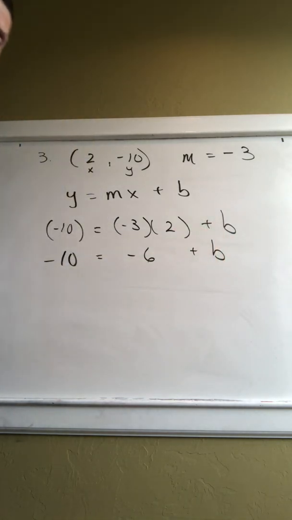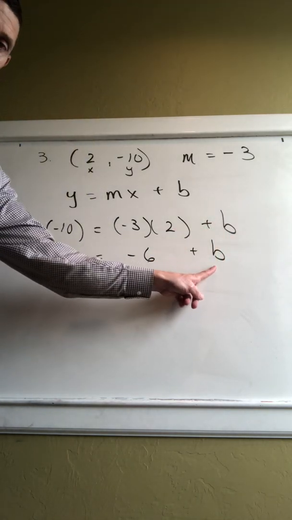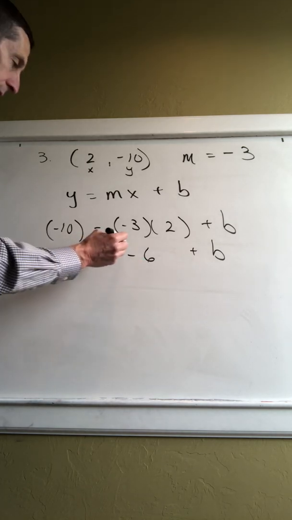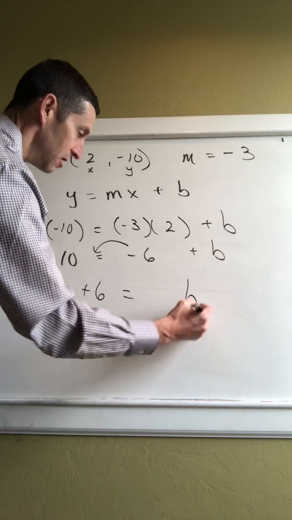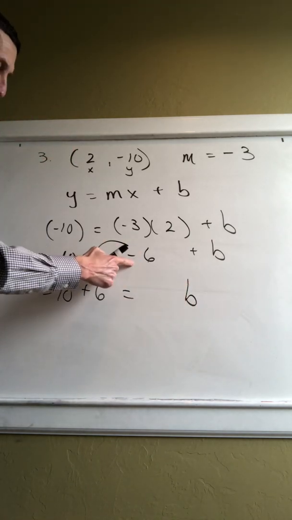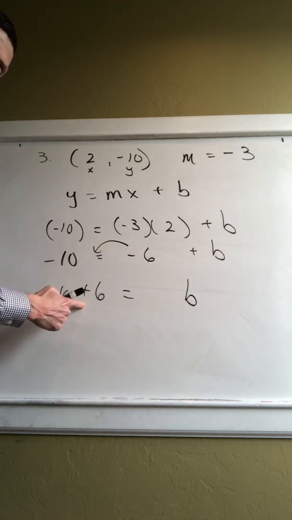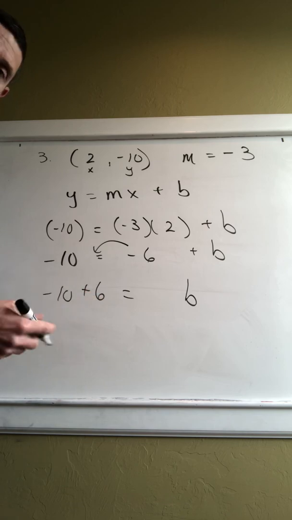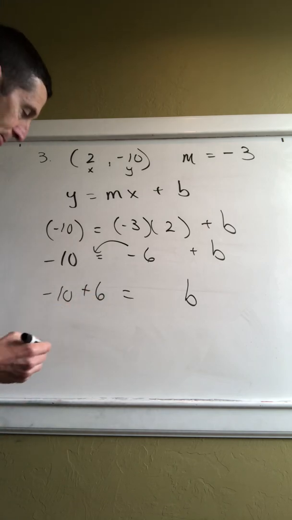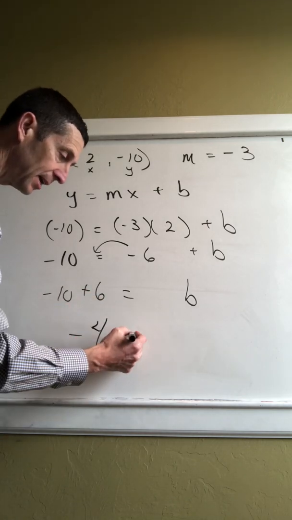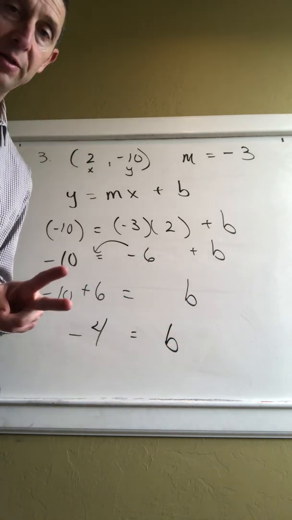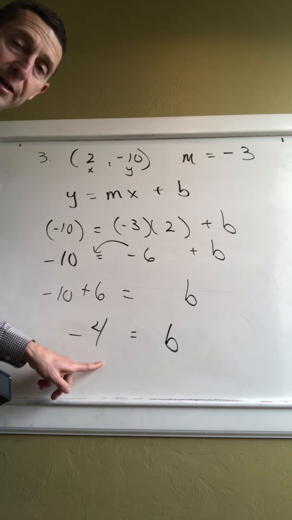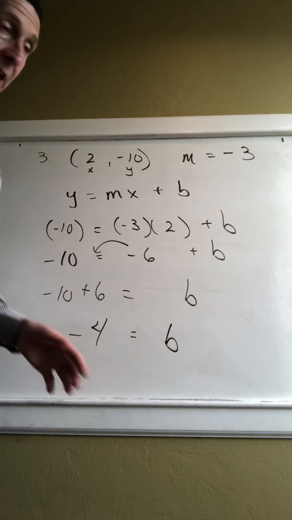And remember, you're trying to solve for b. So to get b all by itself, grab that -6. And when you jump it over, a -6 becomes +6. So watch your math. Don't make any little mistakes. -10 and +6, that's -4 equal to b. So you got to find two things. You got to find m and you got to find b. You got them both, m and b.